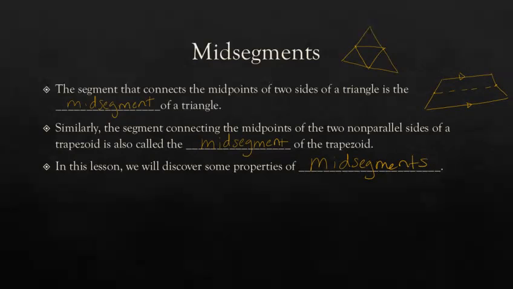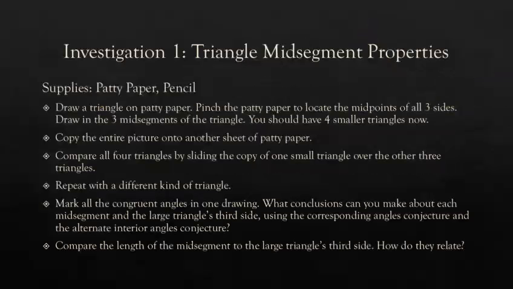So our first investigation is going to be on triangle midsegment properties. We just need patty paper and a pencil. You're going to draw a triangle on the patty paper, and then using the patty paper, pinch the midpoints of all three sides and draw in the three midsegments. We should have four smaller triangles now within that bigger triangle that we started with. Copy that entire picture onto another sheet of patty paper. So you'll need two sheets for this investigation.